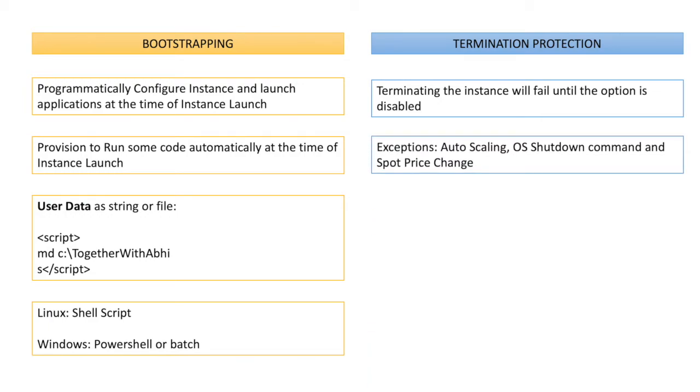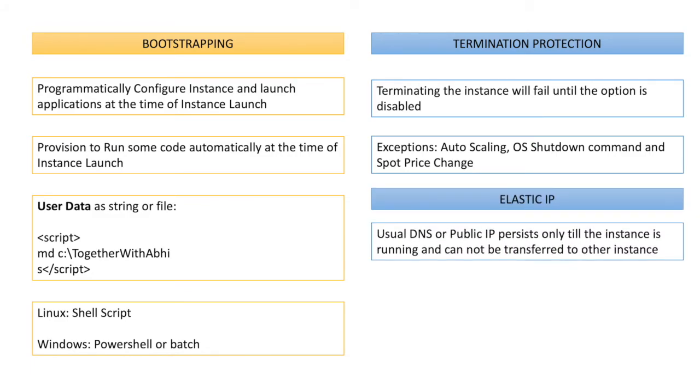But there are certain exceptions like auto scaling, operating system shutdown command, and spot price change. Spot price change and auto scaling we will discuss later. So if these are the ways of termination, then it will still go and terminate it. Now the last thing we are going to discuss is Elastic IP.